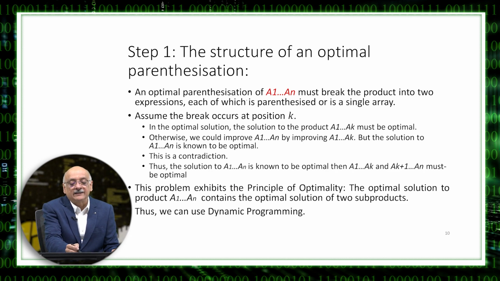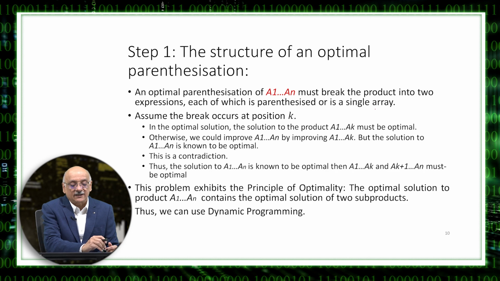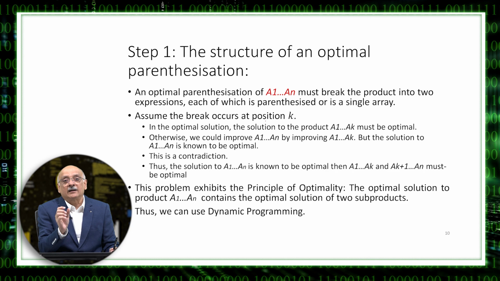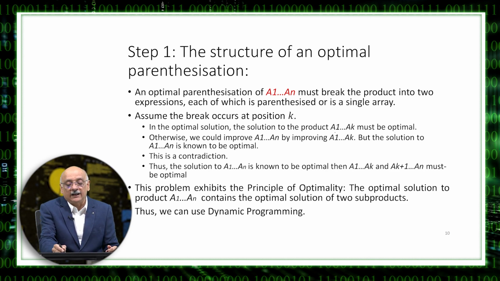So the optimal parenthesization of the matrix chain A1 to AN must break the product into 2 expressions, each of which is parenthesized or is a single array. So it will be an expression or it will be a single array, so the multiplications are possible. So assume this particular break occurs at position K. In the optimal solution, the solution to the product A1 to AK must be optimal. Otherwise, we could improve A1 to AN by improving A1 to AK.